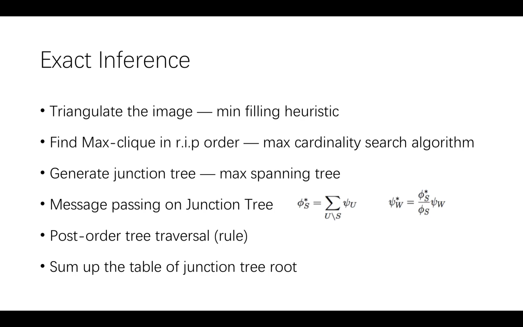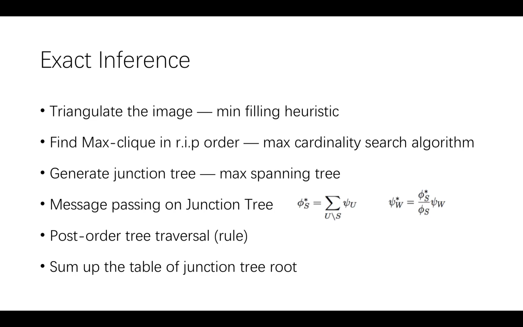And then we need to find the max cliques in the triangulated graph. I use the max cardinality search algorithm. For that algorithm, I will find the node with the max labeled neighbors. Then I compare the node with its neighbors with the previous node and its neighbors. If it is smaller than the previous, then the previous is a max clique. After that, I got a list of the max cliques which is in RIP order.